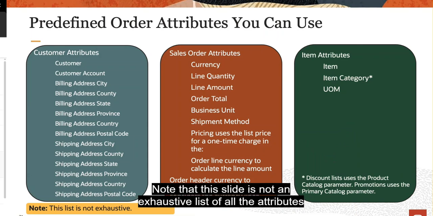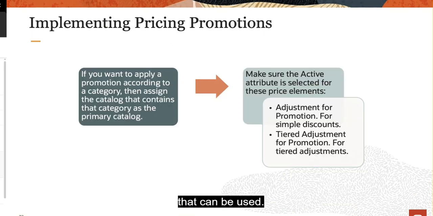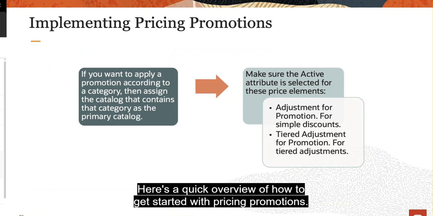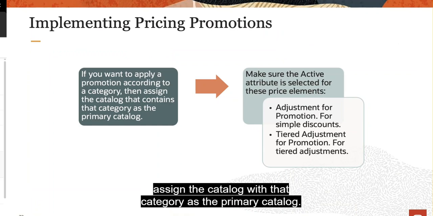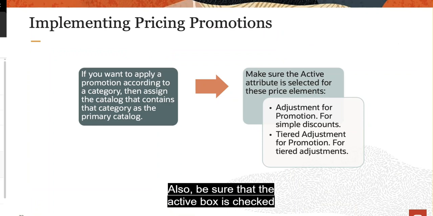Here's a quick overview of how to get started with pricing promotions. First, make sure you have access to pricing promotions. You can check the What's New documentation for details. If you want your promotion to apply based on a product category, assign the catalog with that category as the primary catalog. Also, be sure that the active box is checked for both adjustments for promotions for simple discounts and tiered adjustments for promotions for tiered discounts on the Manage Price Elements page. Following these steps will help ensure your promotions work as expected.